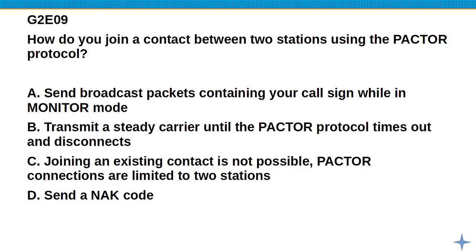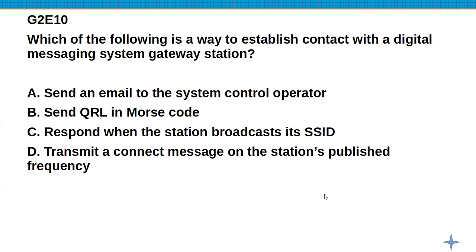How do you join a contact between two stations using the Pactor protocol? You can only do two, so Charlie. Can't do it. Which of the following is a way to establish contact with a digital messaging system gateway station? Well, that's a wordy one. Delta. You have to connect to the gateway.